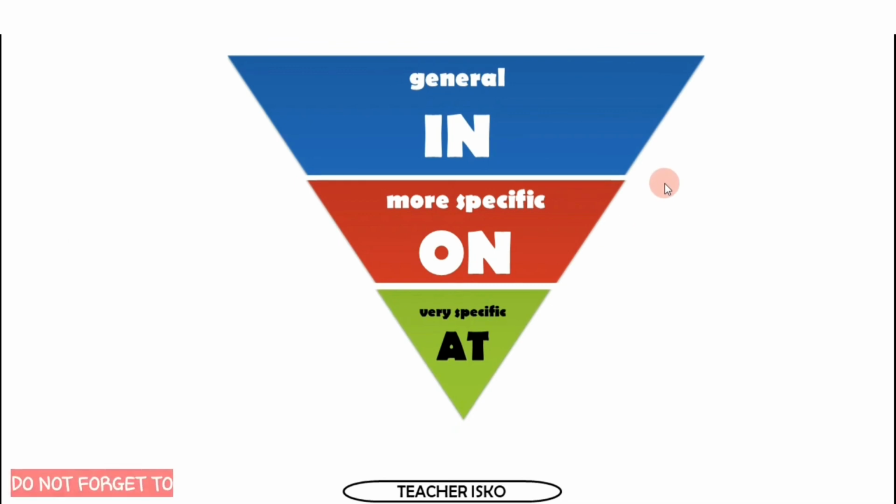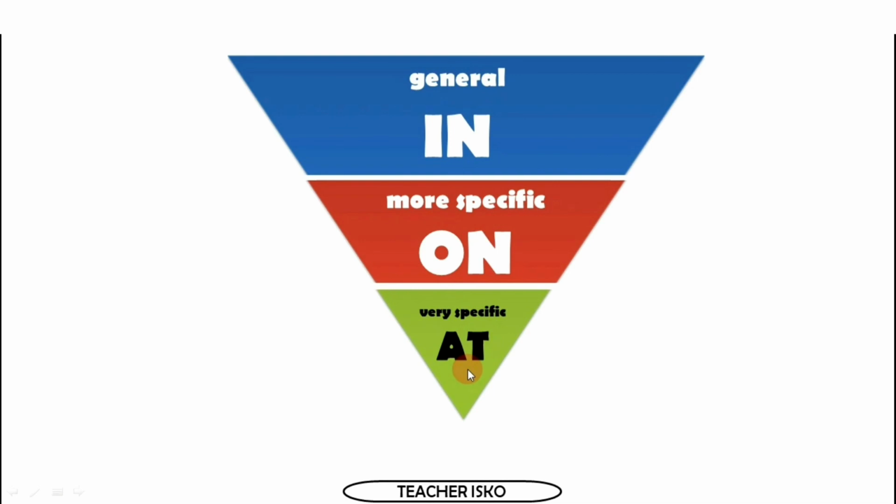As you can see, I have here an inverted triangle. I divided it into three parts. For the first part, I put the preposition in. On the second portion, I put the preposition on. Lastly, I placed the preposition at the bottom. You can also notice that I have here the word general for in, more specific for on, and very specific for at.